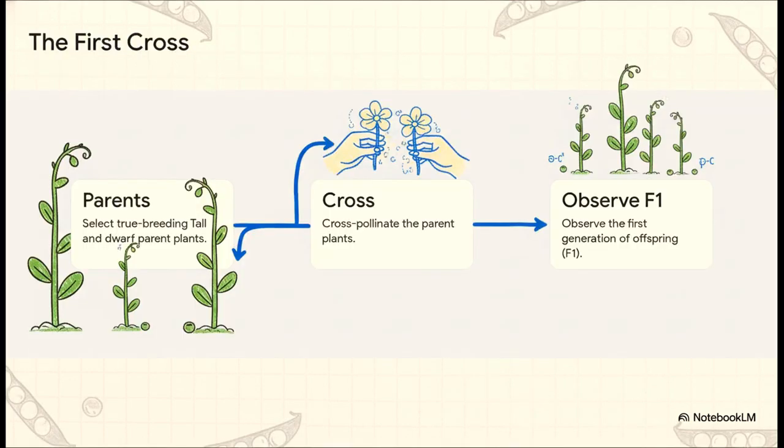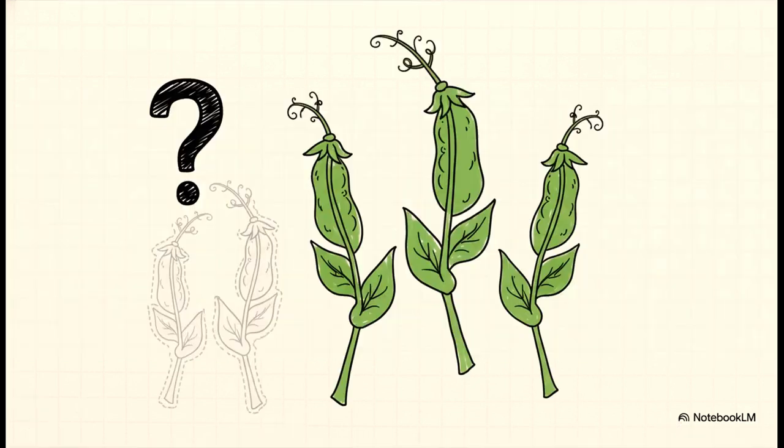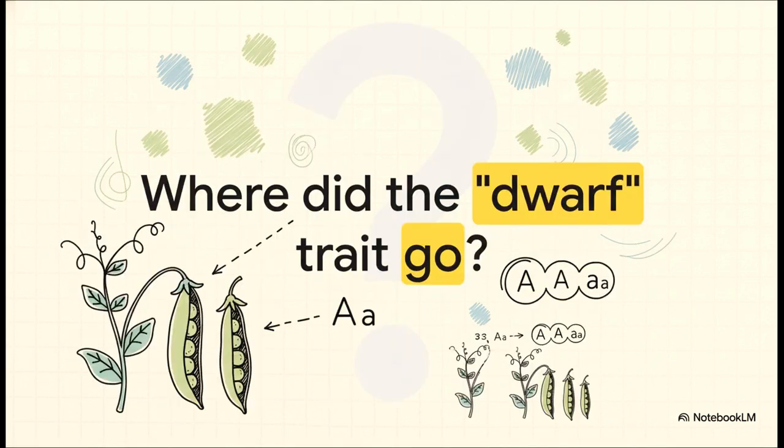Okay, so here's what he did. He took a pure tall plant and crossed it with a pure dwarf plant. And get this, every single one of the new plants was tall. The dwarf trait just vanished. So where did the dwarf trait go?